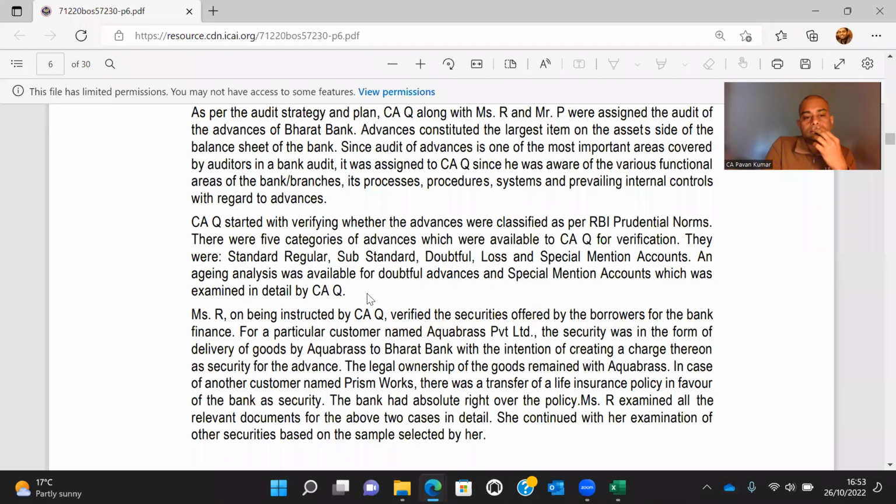CAQ started with verifying whether the advances were classified as per RBI prudential norms. There were 5 categories of advances which were available to CAQ for verification.